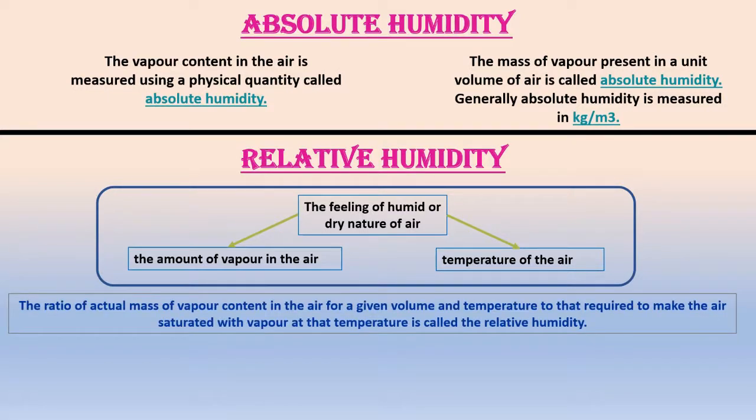So how do we define relative humidity? It is the ratio of the actual mass of water vapor content in the air. In the numerator we have the mass of water vapor content in the air for a given volume and temperature, to that required to make the air saturated. So in the denominator we have the mass of vapor required to make the air saturated at that temperature.